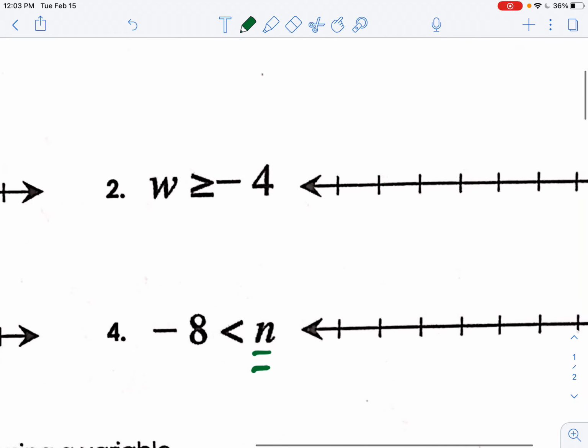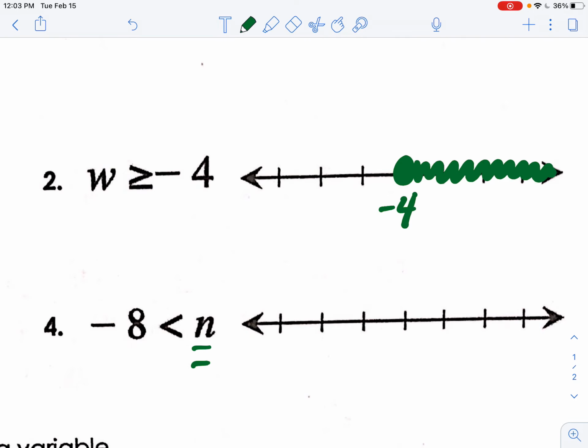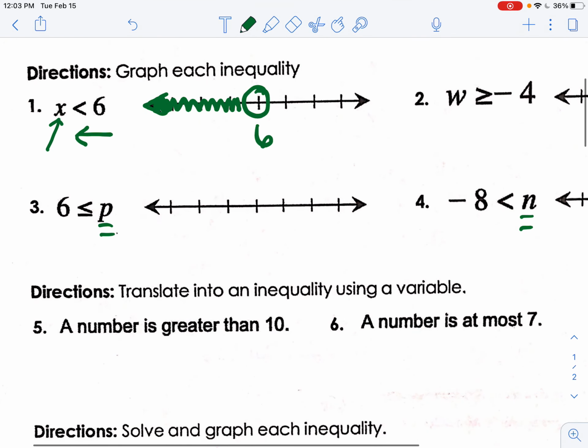Number 2, w is greater than or equal to -4. That's going to get a closed circle because we have that or equal to bar. And w is greater on the right-hand side. Number 3, 6 is less than or equal to p. Closed circle on 6. And this time we're shading to the right.